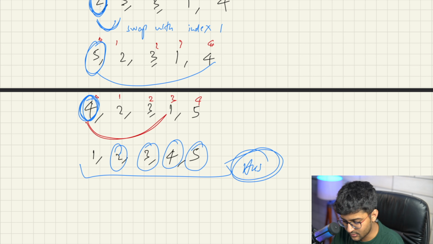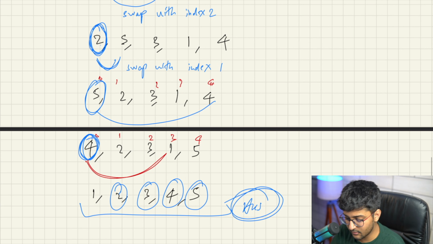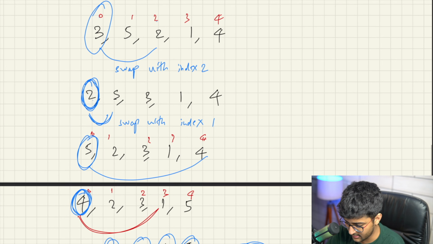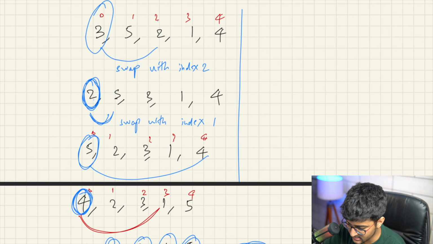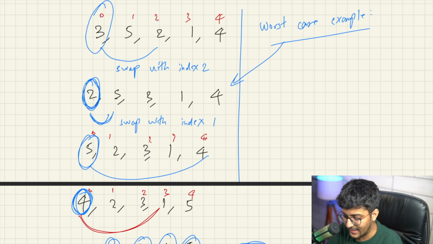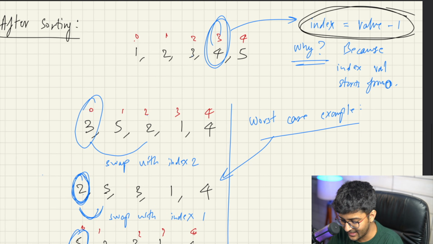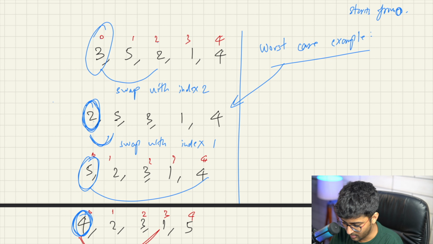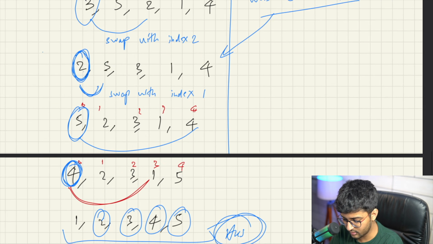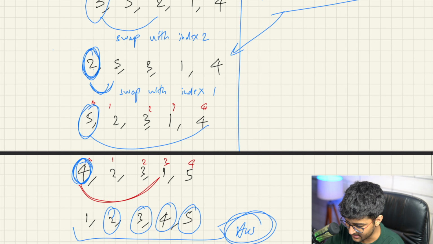And that is what is happening over here. In this example, this is the worst case example. Fun fact, this is the worst case example. So in this example, you made n minus 1 swaps. n was equal to 5, you made 4 swaps: 1, 2, 3 and 4. That is correct, 4 swaps made.